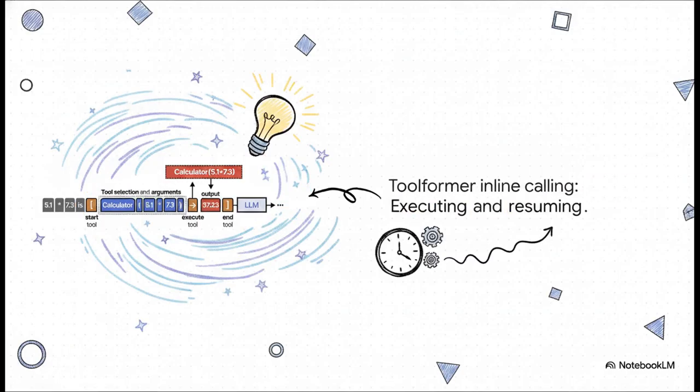And here is the magic. The external system pauses the LLM, runs the calculation, drops the output of 37.23 right back in, and the LLM seamlessly closes the bracket and just resumes writing the sentence as if nothing happened. By embedding the output directly during generation, the model's tool usage becomes incredibly natural.